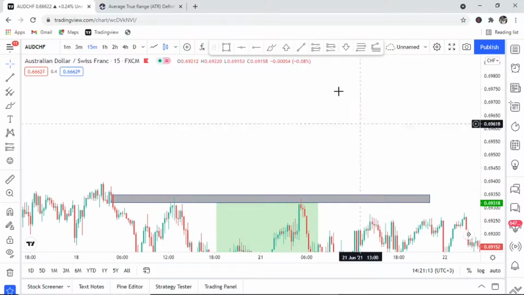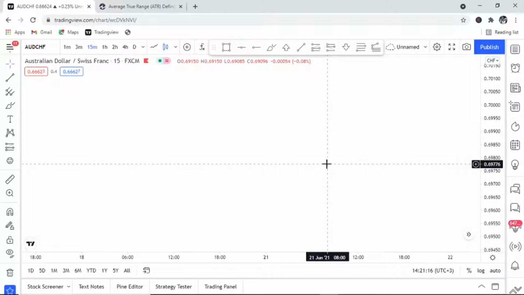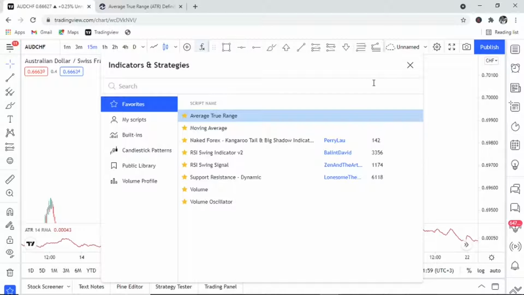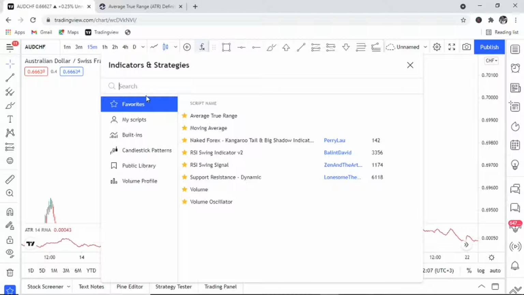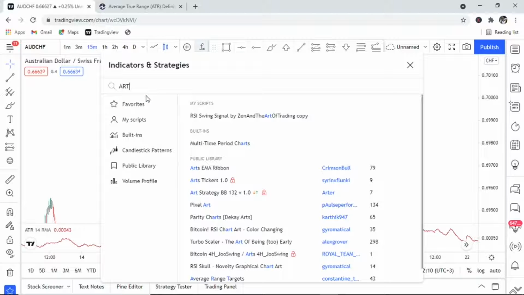Since we now know that volatility is the main factor that determines whether there could be a stop hunt or not, by having a tool that shows volatility, you will be able to know how to place your stop loss level based on that volatility. Luckily, a tool that can do that is the ATR indicator. In order to find the ATR indicator, just click on indicators and strategy and type in ATR.